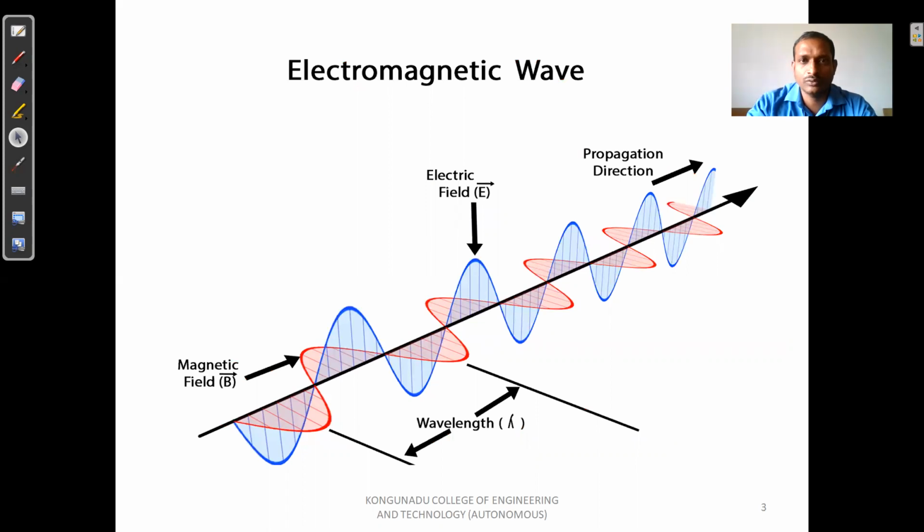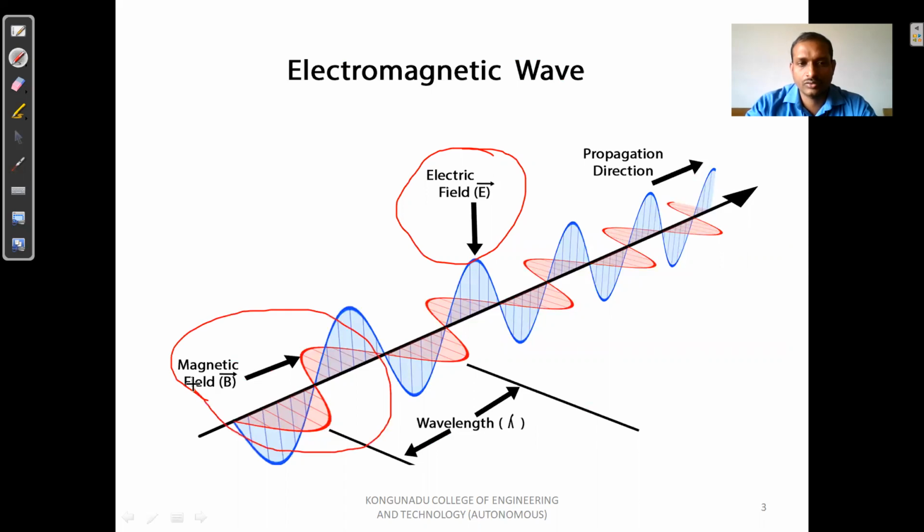So next one is electromagnetic wave, one of the important parameters in electromagnetic fields. It is the combination of electric wave and magnetic wave. Both are perpendicular to each other. In blue lines, the blue waveform shows the electric field, this is electric field E. And this is the magnetic field, shown in the red color waveform. Both are perpendicular to each other.